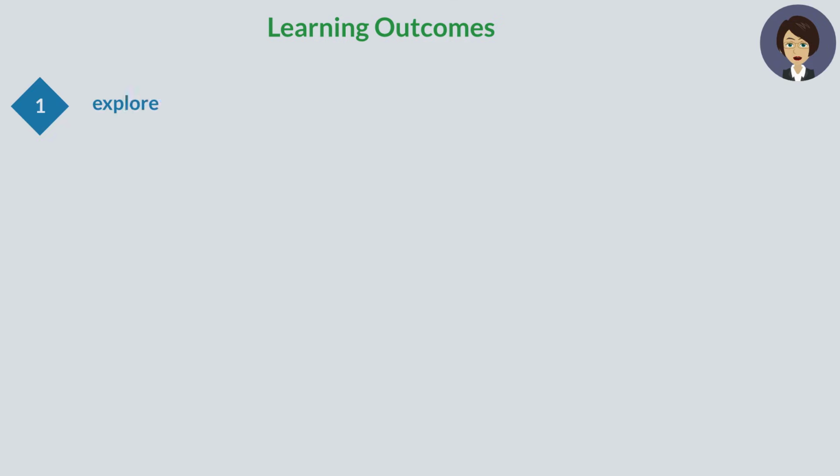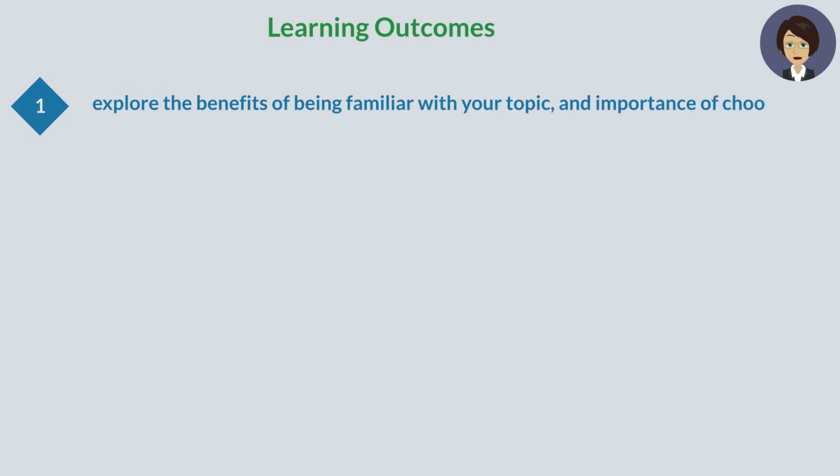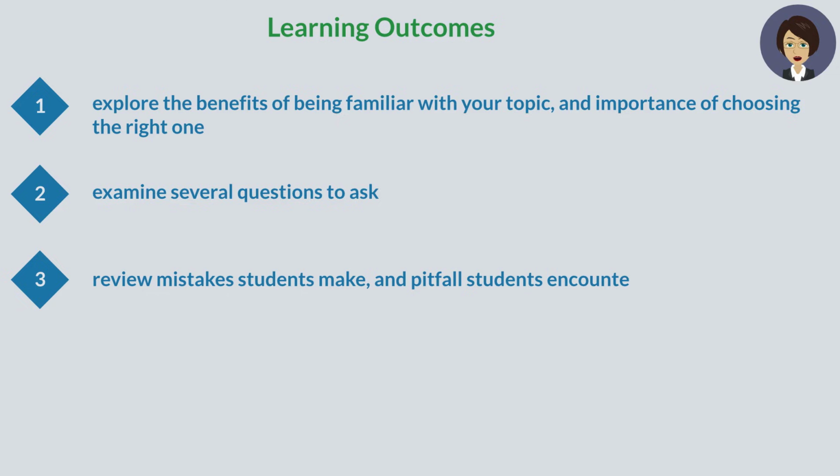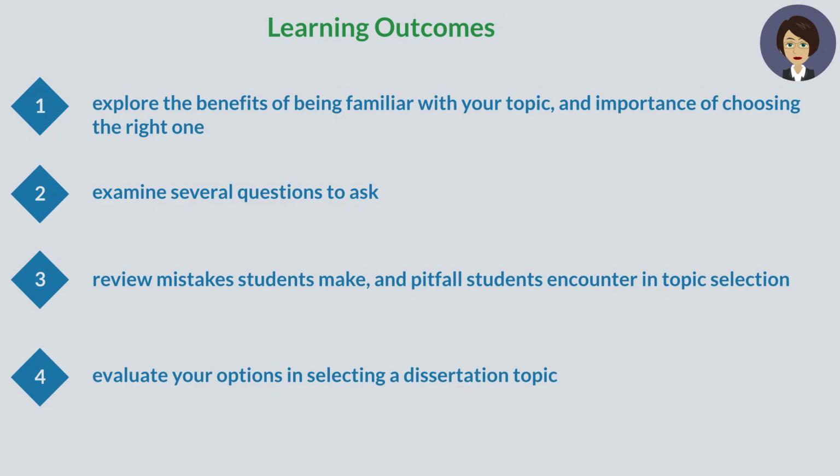1. Define and explore the benefits of being familiar with your topic and the importance of choosing the right one. 2. Examine several questions to ask in choosing a topic. 3. Review mistakes students make and pitfalls students encounter in topic selection. And finally, 4. Evaluate your options in selecting a dissertation topic.